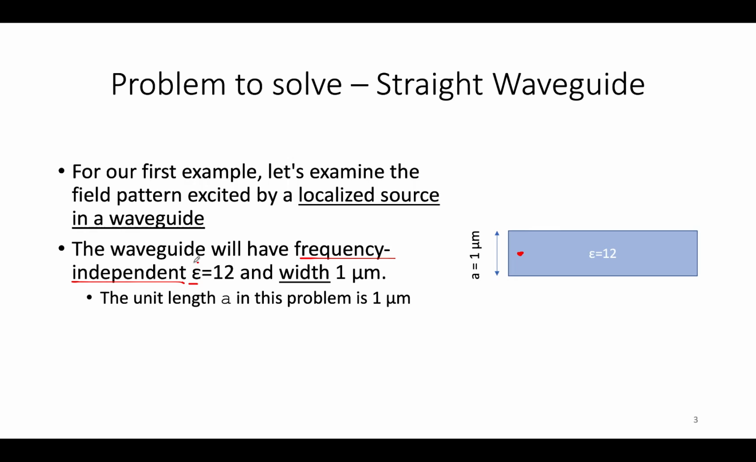And we set epsilon to 12 for this material, and also we will set the width, so this height here of the waveguide, equal to 1 micrometer. If we go back to the previous lecture on the units in MEEP, our unit length in this case will be a, and is going to be 1 micrometer.